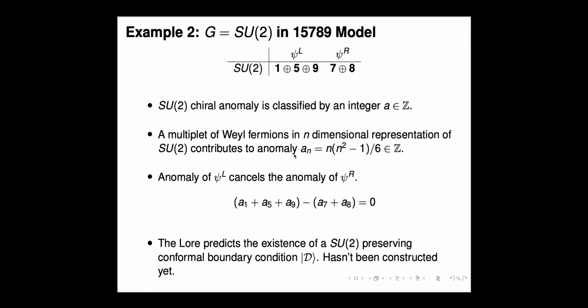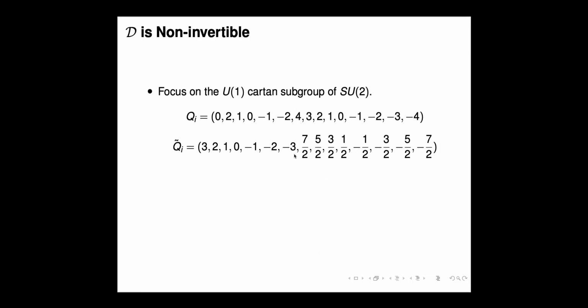And if you assume the law that I mentioned in the beginning, there must be a boundary condition preserving this SU(2) symmetry, although the explicit construction of this boundary is still missing, which also means that the topological defect after unfolding is also missing. So I'm not going to find such a defect. I don't know it so far. But I want to show that this defect must also be non-invertible. So how to show that?